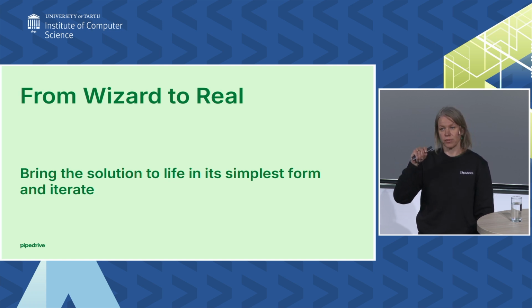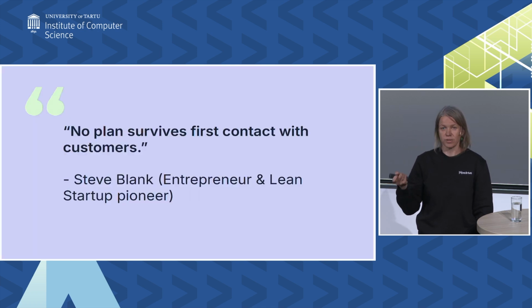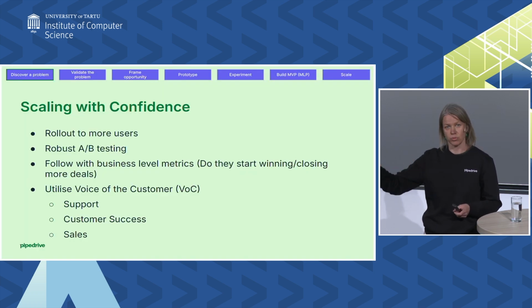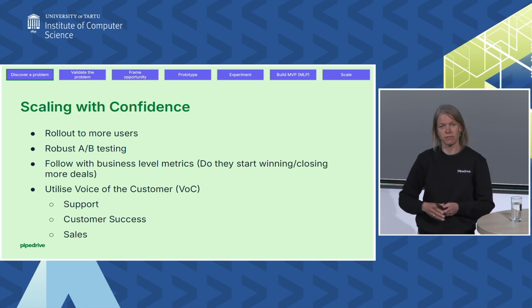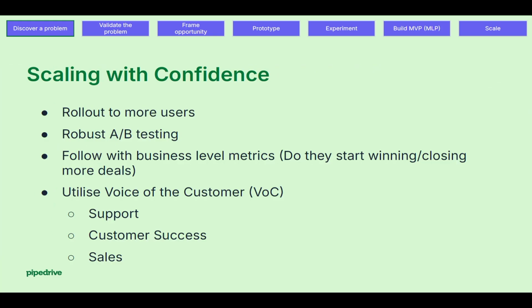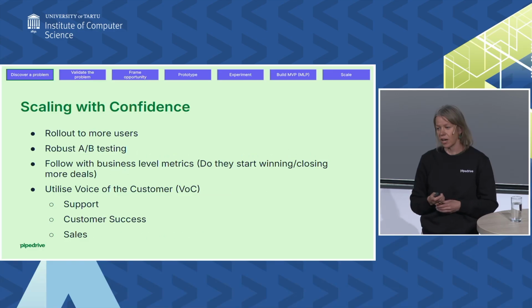Simplest form, this is what I referred to as a meaningful viable product or meaningful lovable product. And now the plan: no plan survives first contact with the customers, meaning now it's the truth moment. We put the stuff in the actual product and we start measuring, rolling it out to more users, maybe 200, 500, starting A/B tests as we do it, following up with business metrics. If Anna clicks now on this blinking button, will she start winning more deals as a result of that? That's the key thing. She could click there, but nothing happens. Is there a business outcome actually after that?